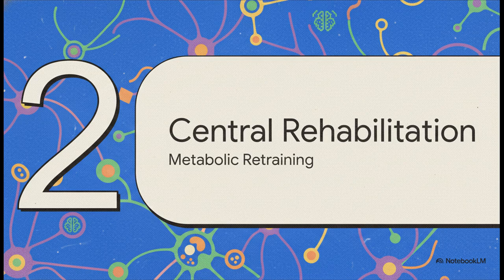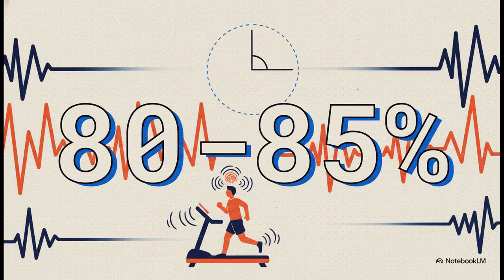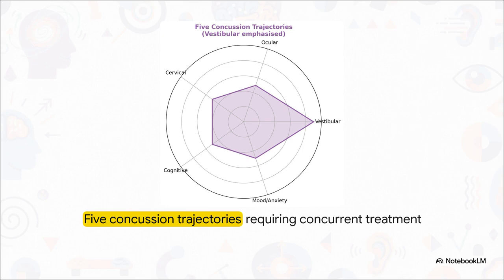Let's move on to Part 2, central rehabilitation, which is all about metabolic retraining. Here is a number you really need to remember: 80 to 85%. That is your target symptom exacerbation threshold heart rate on the Buffalo Concussion Treadmill Test. It's literally the cornerstone of central rehab. The clinical evidence tells us that carefully and consistently training patients at this specific subthreshold level gives us the absolute fastest recovery rates. But hey, aerobic exercise is just one piece of this giant puzzle.